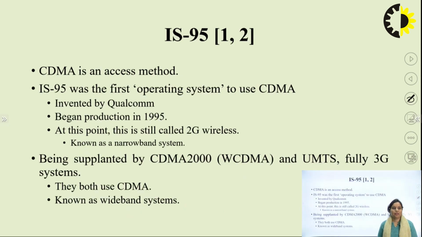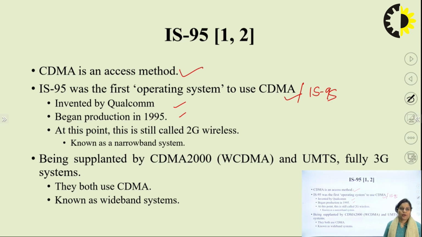Now, next one is CDMA, which is a kind of access method. It is a multiple access technique, and it is also known as IS-95. IS-95 was the first operating system to use this CDMA. So, another name for CDMA is IS-95. It was invented by Qualcomm, and it began production in the year 1995.